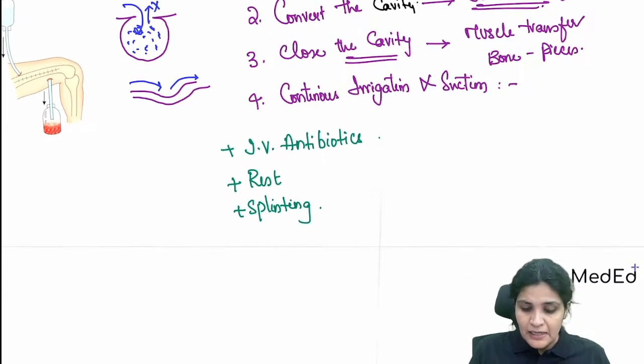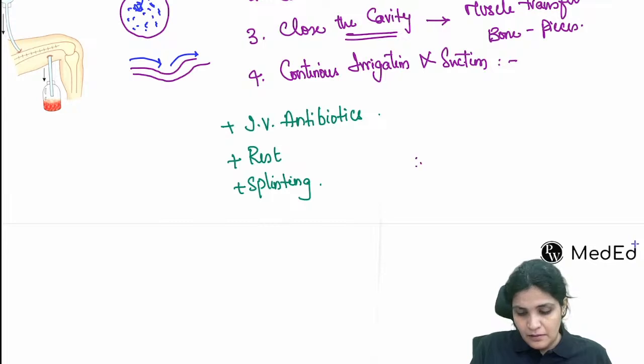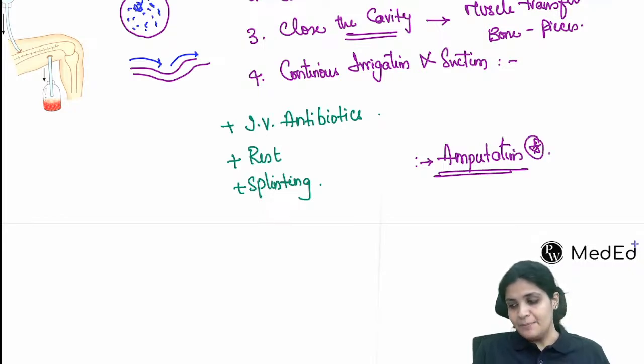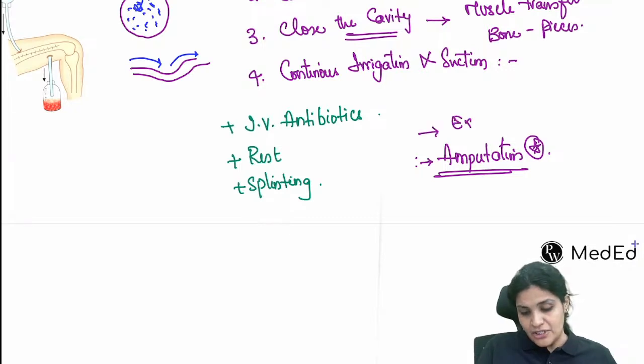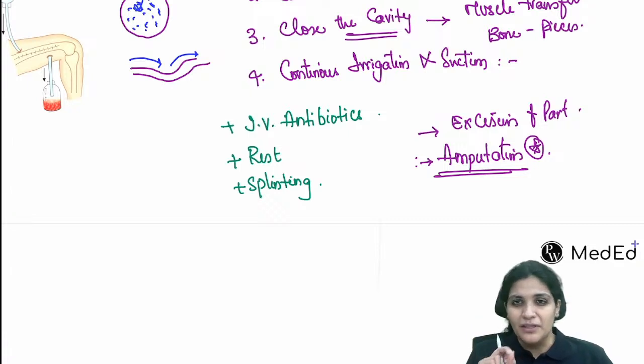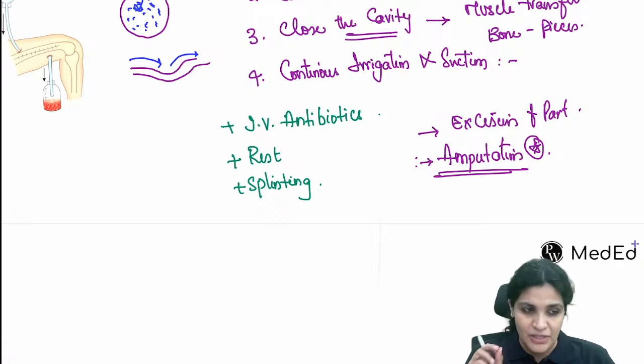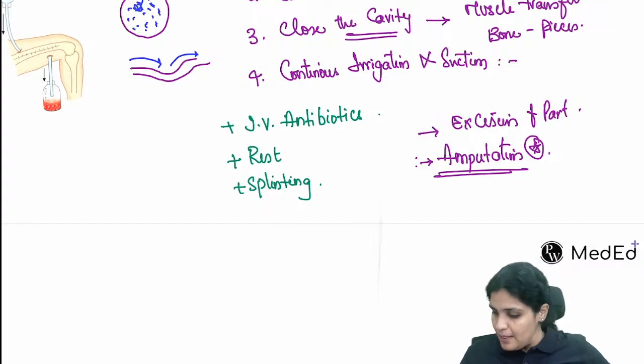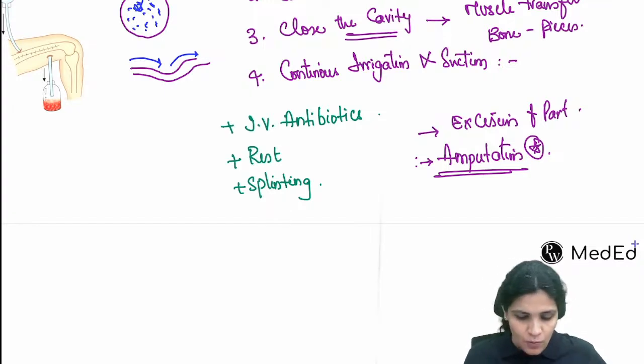Sometimes this might land up with amputation also, right? In some cases you can treat with amputation or excision of that particular part. One is excision of that infected bone, but usually we treat with sequestrectomy and saucerization technique, and then we go for continuous irrigation, right? So now, what are the complications?